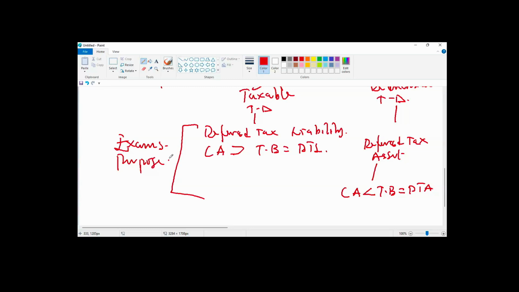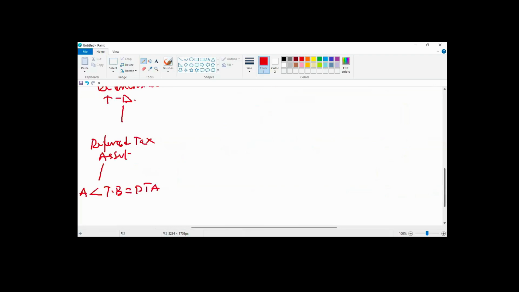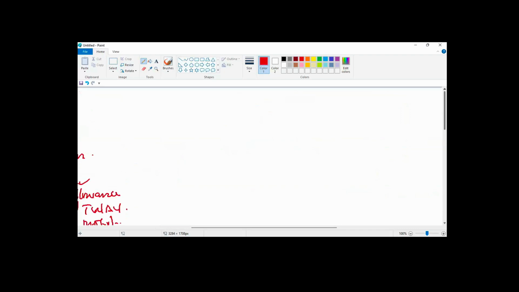For example, look at it now. If I say PPE in the book of an accountant, the carrying amount of the PPE is 80, because accountants use carrying amount. Tax base, in the book of the tax people, in their own document, they have it as 60. This has created a temporary difference. We are no longer on the same page.